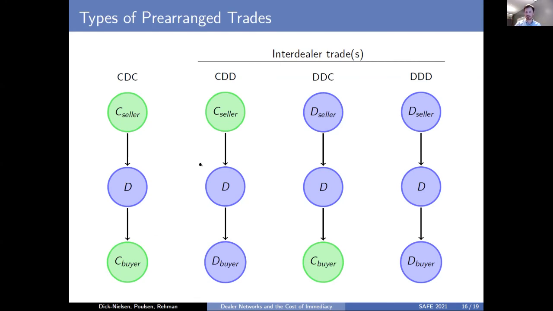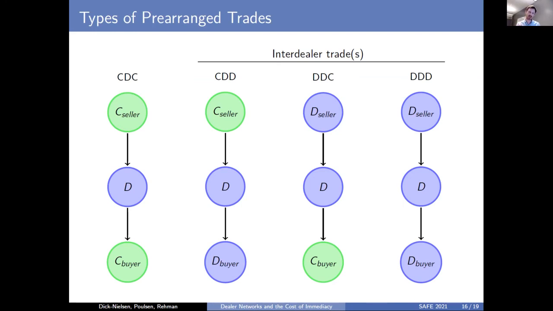So for example, for a CDD prearranged transaction, a customer sells to the prearranging dealer, who then sells to another dealer through the interdealer market. Or a DDC, where a dealer sells to the prearranging dealer, who then ultimately sells to a customer, or an entire interdealer transaction. Importantly, all of these prearranging dealers in these examples here take zero inventory risk because they maximum own the bond for 60 seconds.